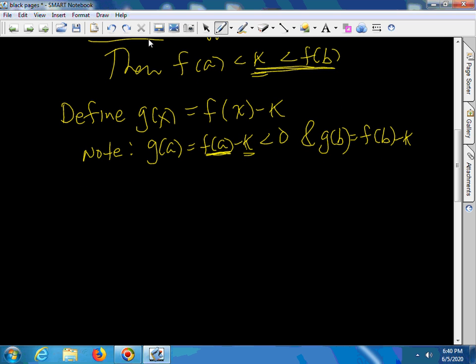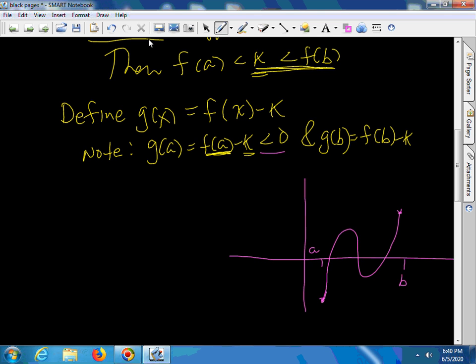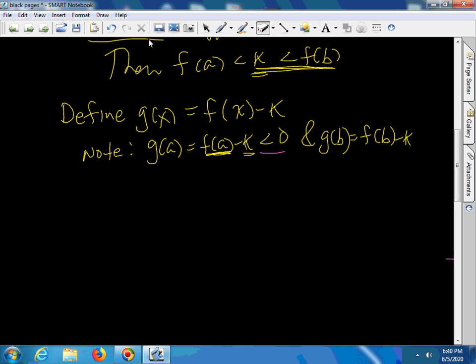So basically, what we want to do is find the following. So this is A, and this is B. Now we know that g of A is negative, and that g of B is positive. We'd like to find the first place where g crosses the x-axis, where g is 0. We want to find the first place. And then we're going to solve for that value.